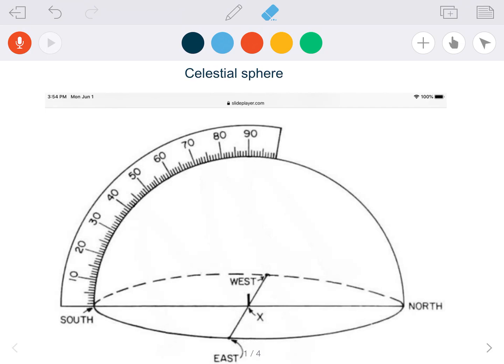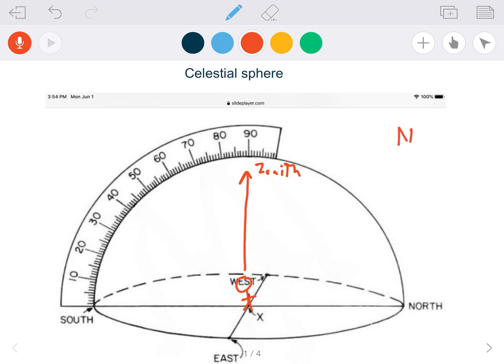So to get a general feel for what the celestial sphere is, you have to imagine what you're looking at. So the person would be right in the center. Directly above the person's head would be what we call the zenith. Zenith is this point in space that's 90 degrees above your head. If you were at the North Pole, 90 degrees above your head would be Polaris, or the North Star.